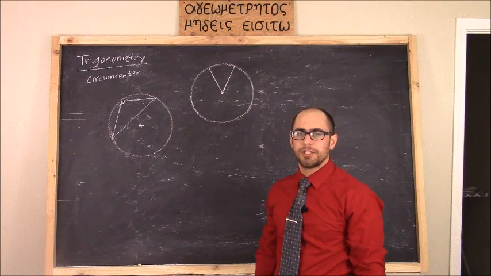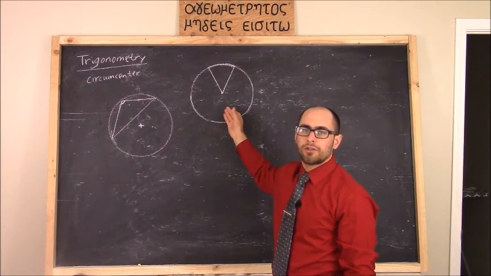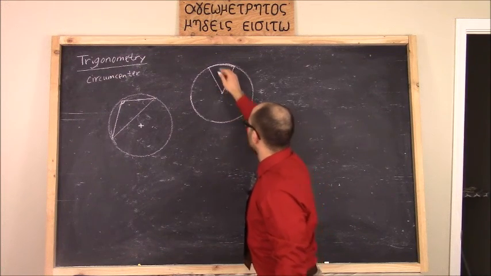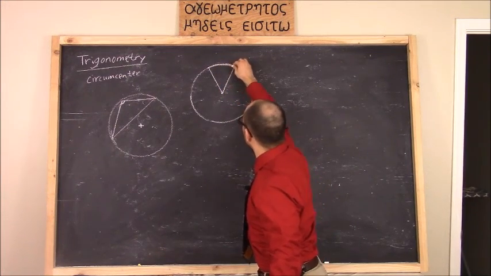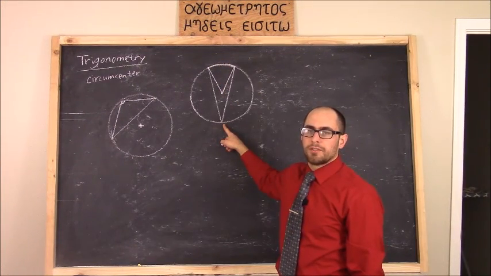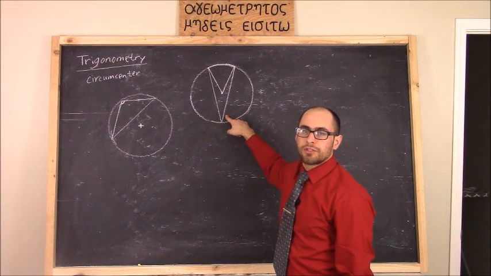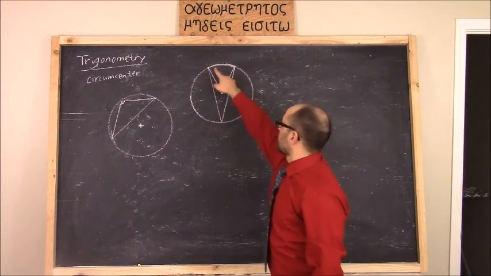First, some definitions. We call this the central angle because it emanates from the center of the circle to form this arc. This angle emanating from the circumference of the circle is called an inscribed angle. Central angle, inscribed angle, arc.